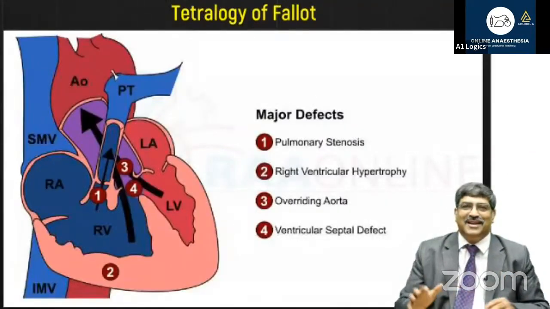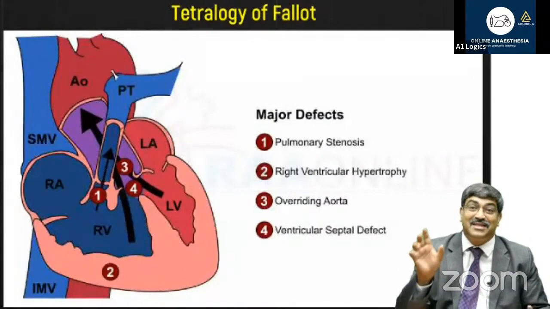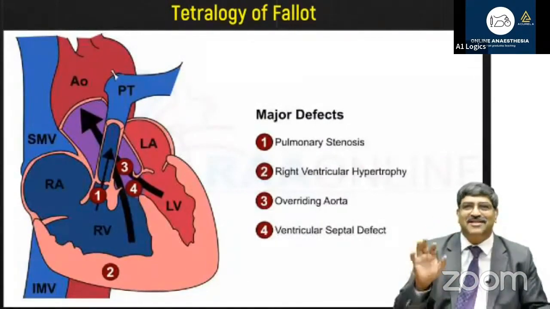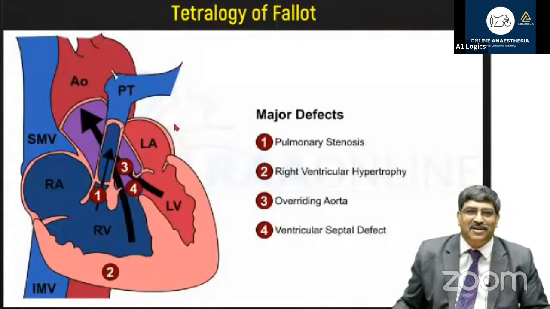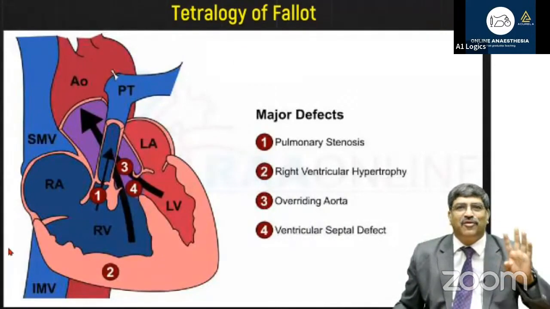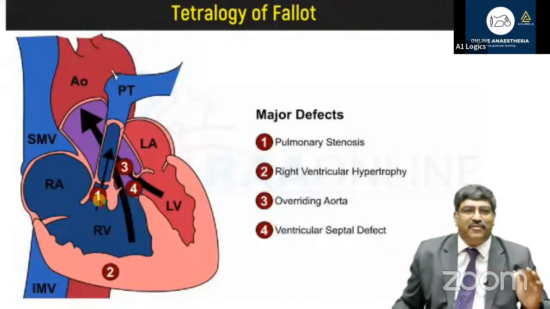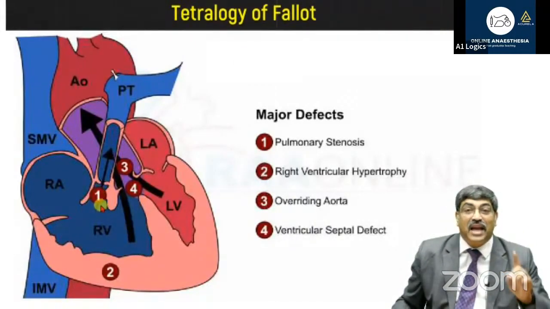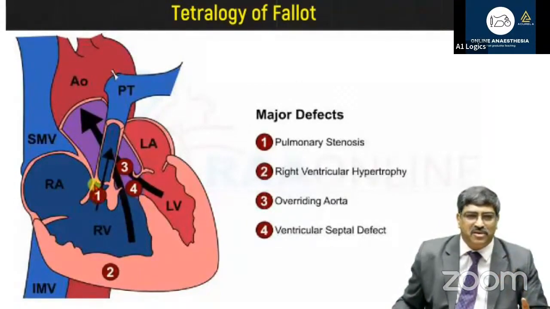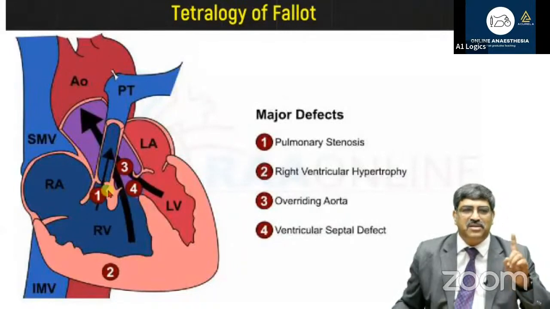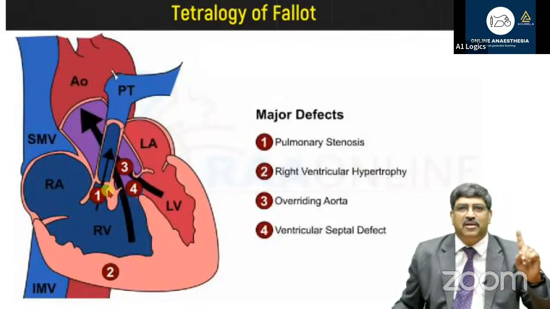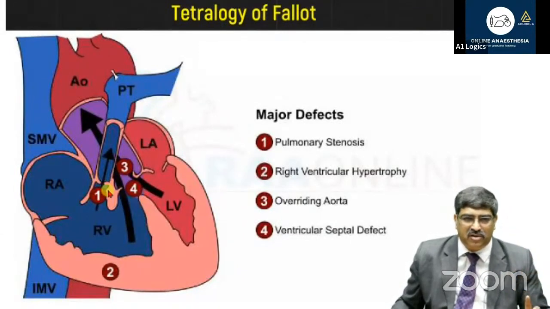Now, let us look at the most common cyanotic congenital heart disease, which is tetralogy of Fallot. As the name indicates, it has 4 major components. The first and foremost is infundibular pulmonary stenosis. The infundibulum is just below the pulmonary valve, and here you can see the infundibulum of the right ventricle is narrowed. That is the first component of tetralogy of Fallot.